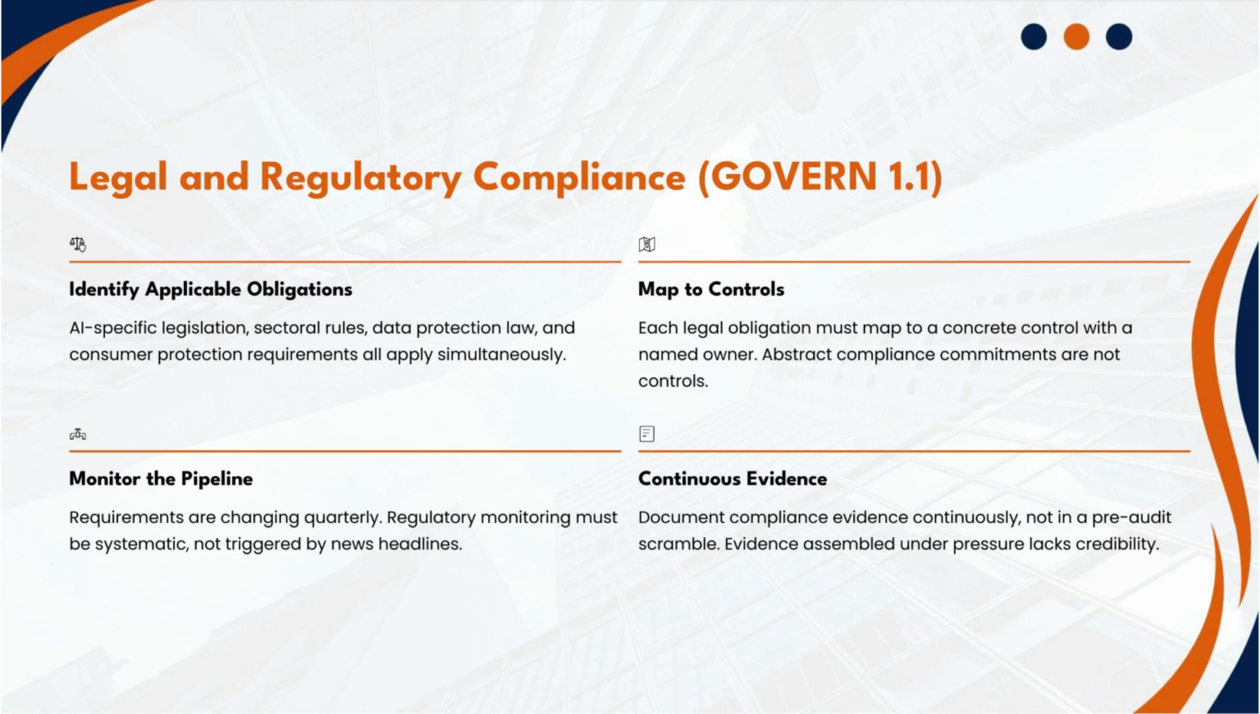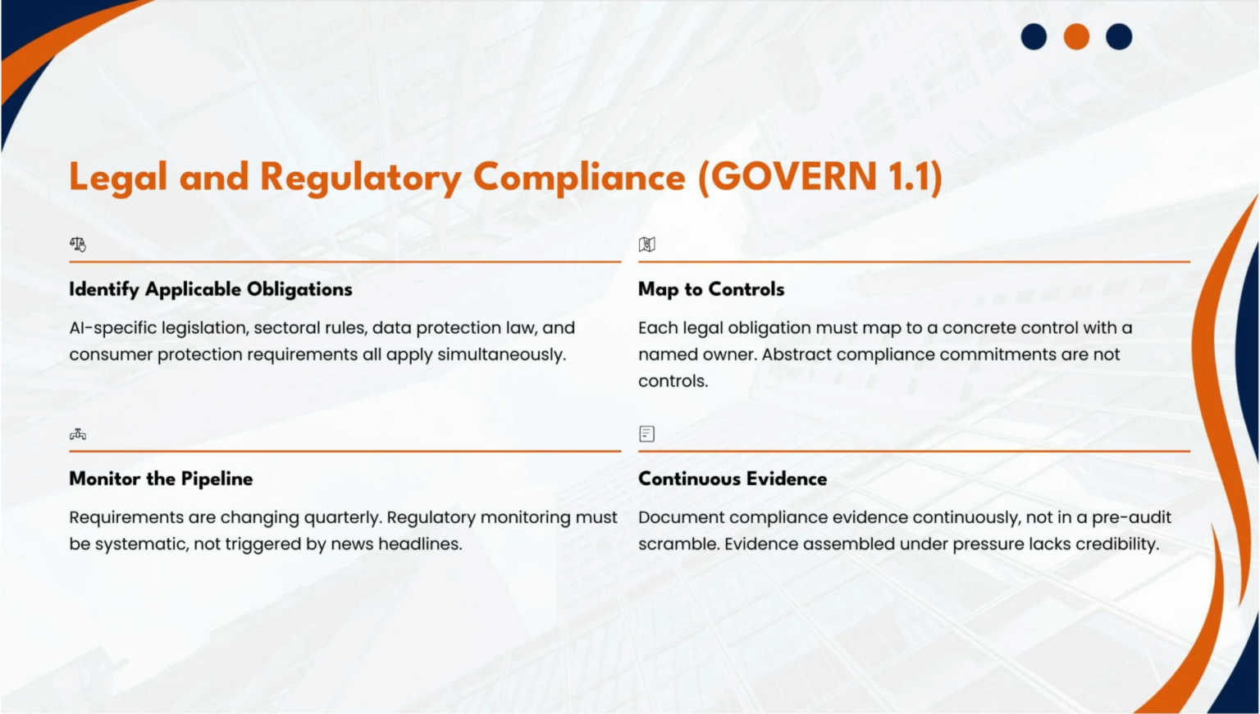So NIST calls this one out specifically, Govern 1.1, and it's worth pausing on because it's foundational to everything else. The subcategory is about ensuring that legal and regulatory requirements involving AI are understood, managed, and documented.